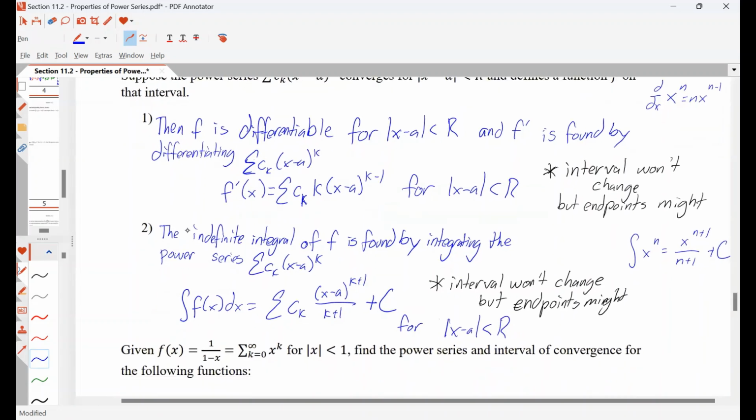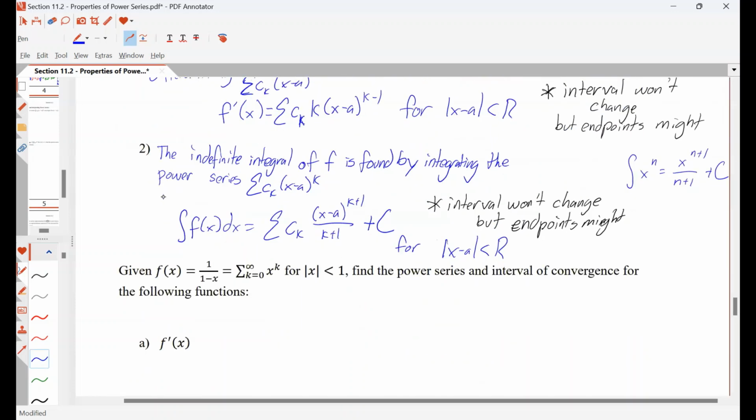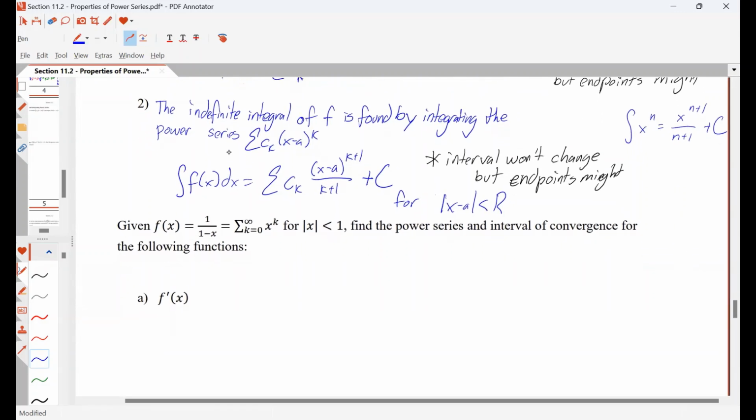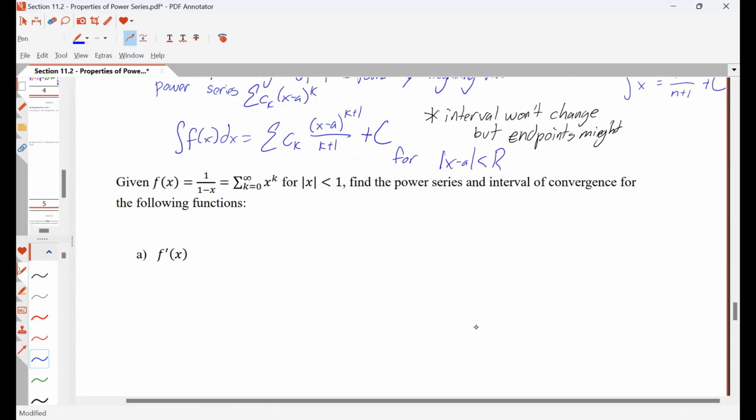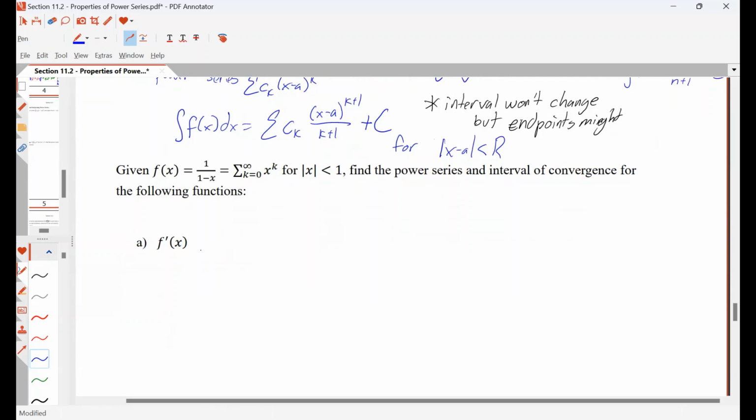So let's take a look at an example. Still, the only function we really have is 1 over 1 minus x being equal to the series of x to the k. We want to find the power series and the interval of convergence for the following functions. We want to do the derivative first. So we have our function, which is 1 over 1 minus x. And we know its power series is the series k equals 0 to infinity of x to the k.